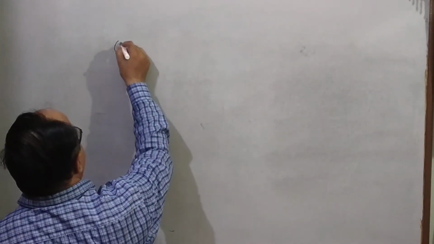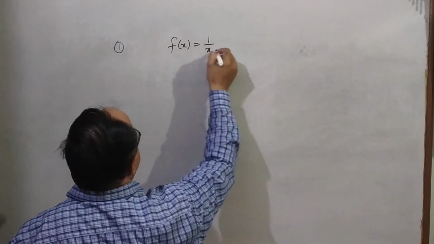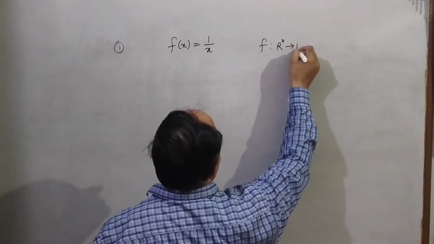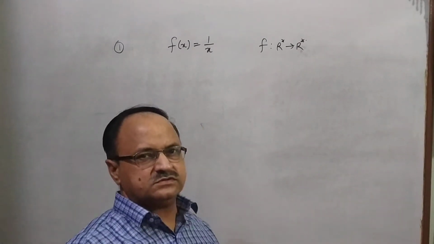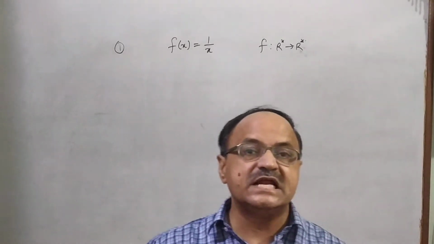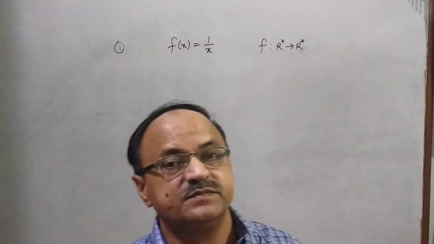Question number 1. f of x is equal to 1 by x, a function from R star to R star. R star means the set of real numbers except 0.